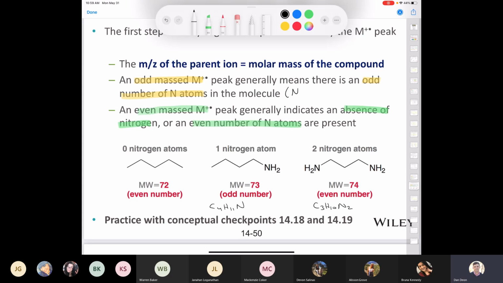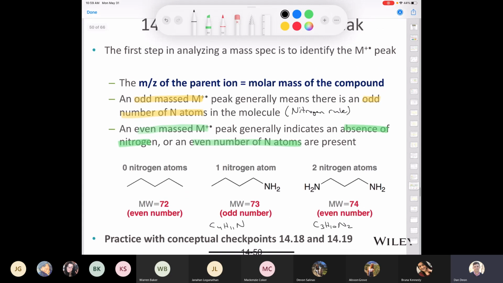So, the nitrogen rule. It's a very cool rule, and all mass spectroscopists and organic chemistry students, whenever they see a parent ion, that's the first thing they always think: is the mass odd? Yes or no? Okay, and what information can I get from that?